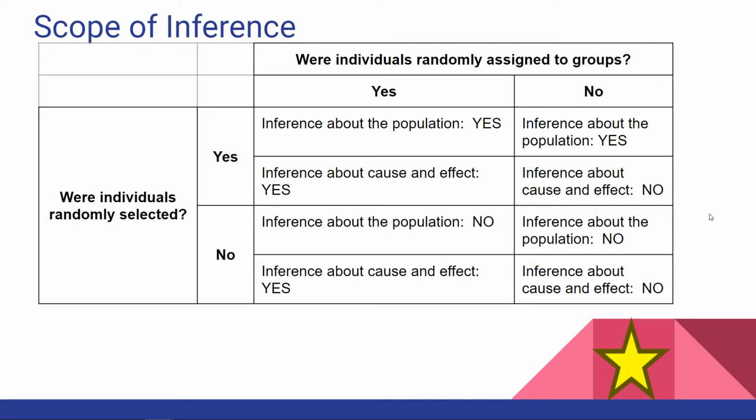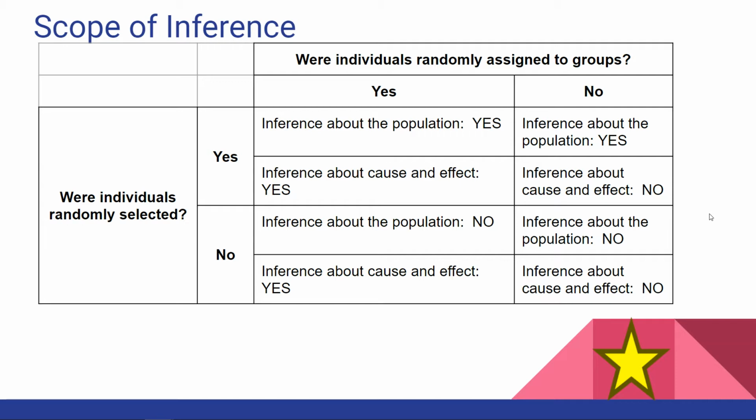Okay, so scope and inference has two parts to it. You need to make an inference about the population, and you need to make an inference about cause and effect. This chart shows you the two questions that are asked, and based on your answers, whether or not you can make those inferences. The first one is, were the individuals randomly assigned to groups? If the answer is yes, the second question is, were the individuals randomly selected? If both are answered yes, then you can make an inference about the population and an inference about the cause and effect.